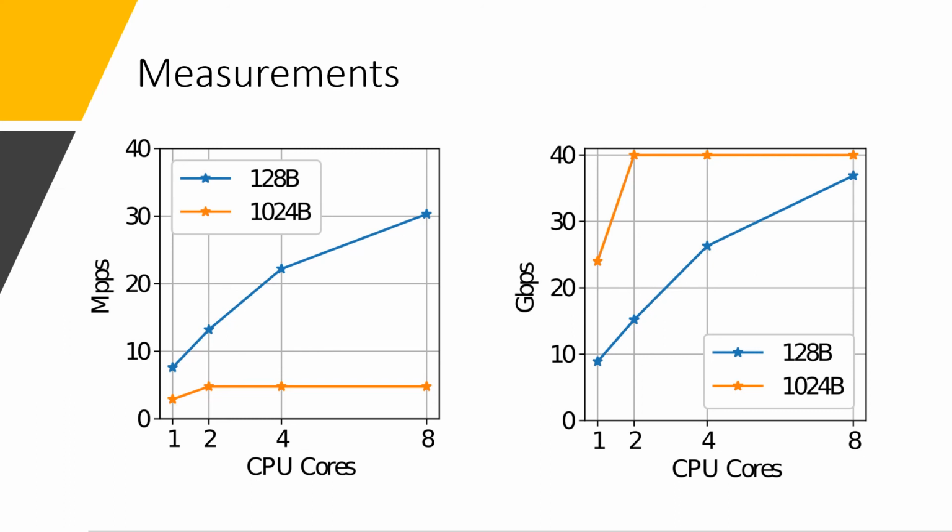However, if we increase the packet size to 1048 byte packets, then we reach the network card's maximum at 2 cores. To conclude, we have a working and scalable hybrid gNB implementation for the user plane functions using P4 and DPDK.